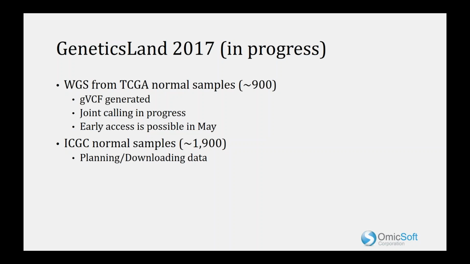The joint call result from the whole genome sequencing will be ready for early access in May. We are also doing the same with data from ICGC, so it's the same idea: gather the whole DNA sequencing, run GATK and call the variants, and then do the joint call and generate giant VCF files.